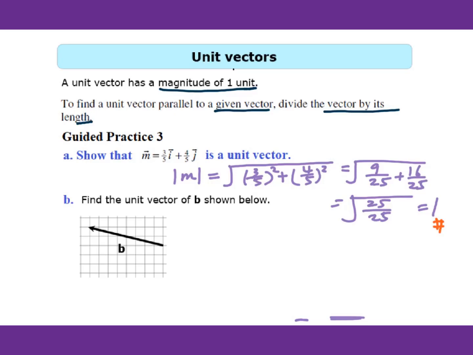For b, find the unit vector of b shown below. Vector b is given geometrically. We need to change it into a numeric vector. Therefore, check from the starting point. I have 1, 2, 3, 4, 5, 6, 7, 8. That's negative 8. Go up 2. That's positive 2. So we have negative 8i plus 2j.